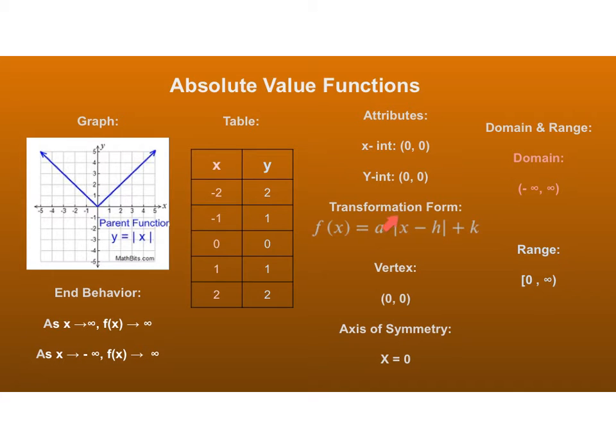One of the things to note here is the transformation form. A is going to be in front of the absolute values. We're going to have an h, which is going to be inside the absolute value, and the k comes at the end.